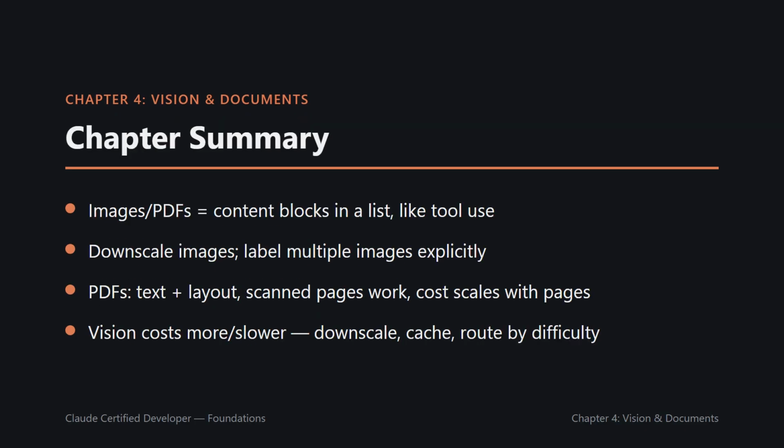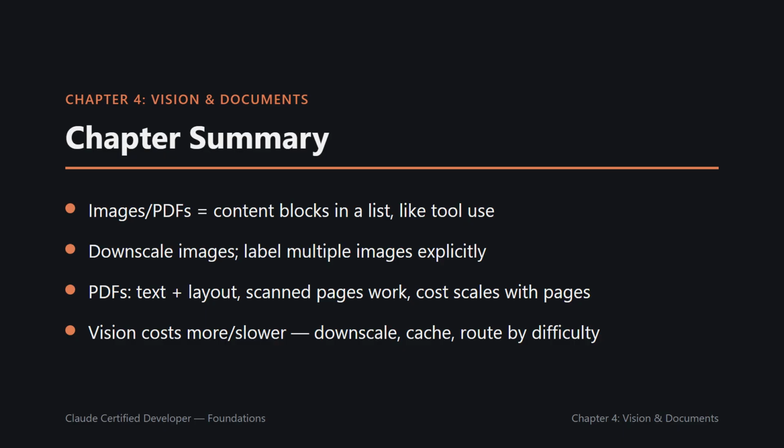To recap, images and PDFs are sent as content blocks within a list-based content field, the same general shape tool use relies on. Image token cost scales with resolution. Downscale oversized images and label multiple images explicitly when order matters. PDFs are processed for both text and visual layout, including scan pages, without a separate OCR step, but cost scales with page count. Prefer structured output over prose parsing when extracting data from images or documents.